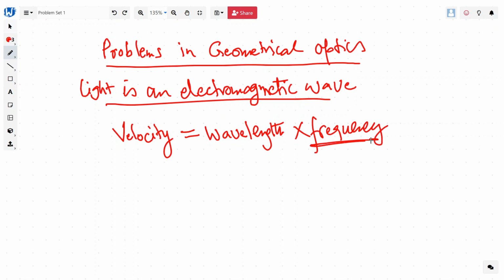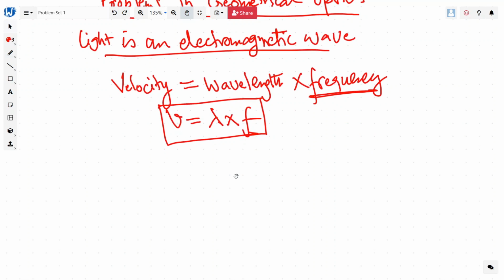We also know that different frequencies of light have different colors and the velocity is equal to wavelength into frequency. So we can simply write V is equal to wavelength, usually denoted by lambda, multiplied by frequency. We are going to call it F. You can read about all that in a wave optics course, but this is just a starting point.